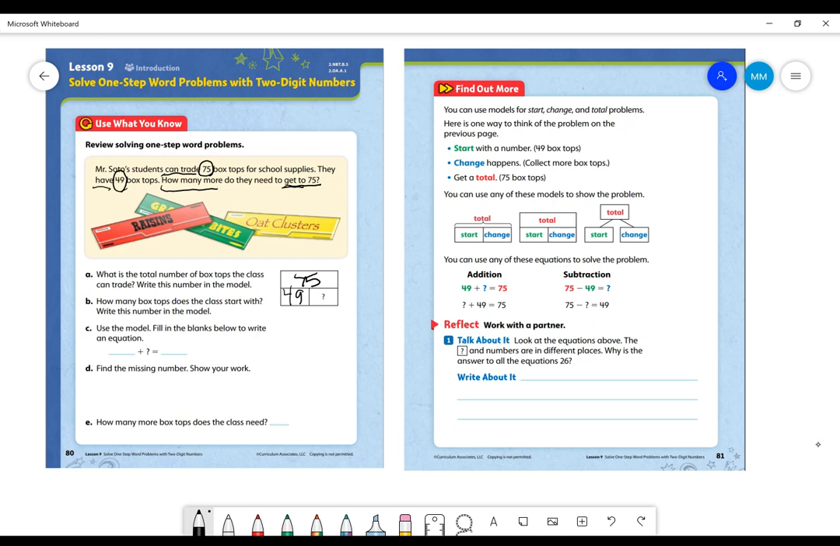So I know based on my model over here that 49 is the part that I'm starting with. I know we're trying to find the missing part to get to our whole, which is 75. It says find the missing number and show your work. So here's what I'm thinking. I am going to draw a model. So I'm going to draw 49, and I'm drawing my tens and ones. So 49, I have 4 tens and 9 ones.